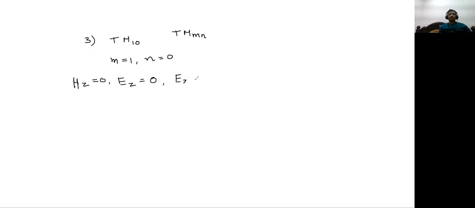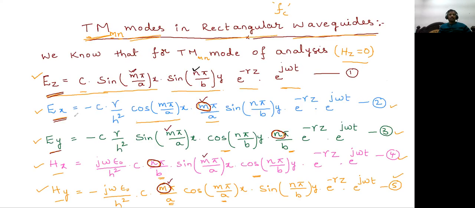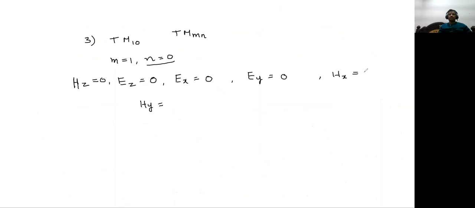Next, EX, EY, HX and HY. What happens to all these terms? We'll see at a time. When N is 0, let us check with all 4. When N is 0, here sine N is 0, so EX will become 0. When N is 0, N is outside, EY is also 0. When N is 0, N is outside, HX is also 0. When N is 0, here sine of 0 will be 0. So all 4 terms will absolutely become 0, 0, 0, and 0. That means TM10 also will not exist.